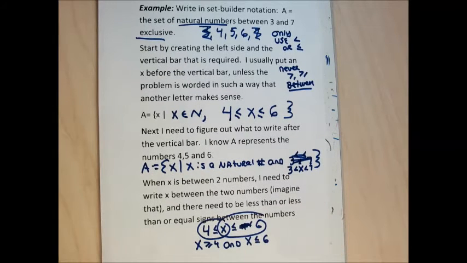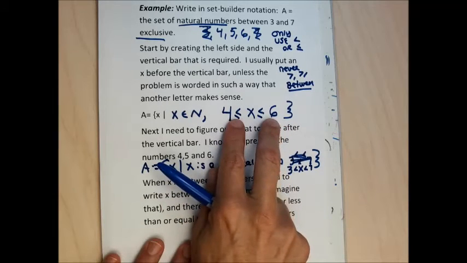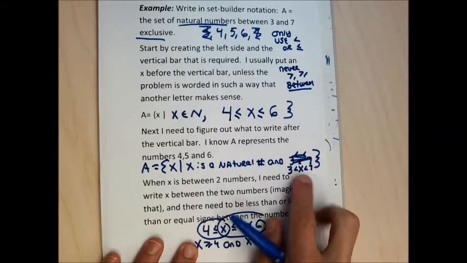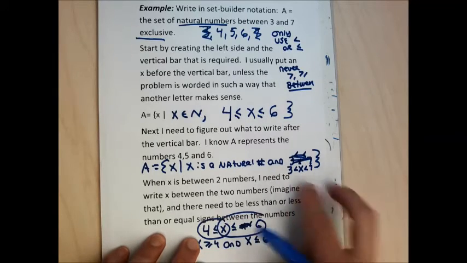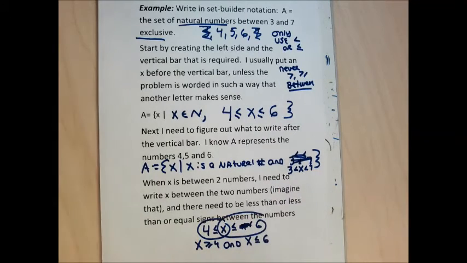So always on the betweens, we have to put the x between the two numbers, the highest and the lowest number, with less than signs. Equal to will include the numbers. Not equal to will not include the numbers mentioned, but include the numbers that are next to those numbers.